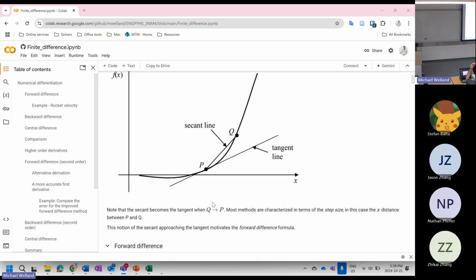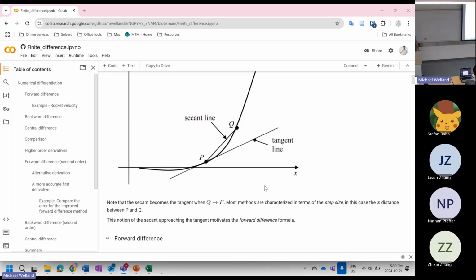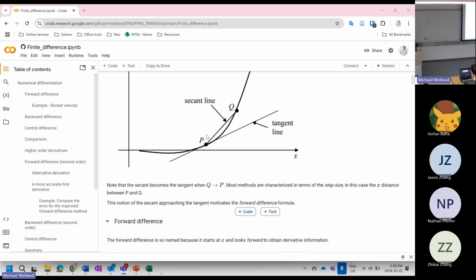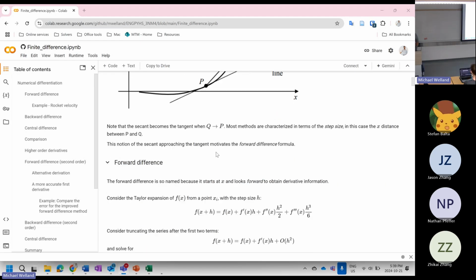Most methods, we're going to be expanding our approximations in terms of the step size, which is the distance in x between P and Q, right? And you're going to see we're also going to have it on the other side, and we're going to have an even step size going all the way across. Okay. So this picture motivates the idea behind the forward difference method.